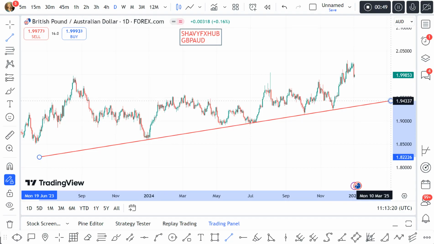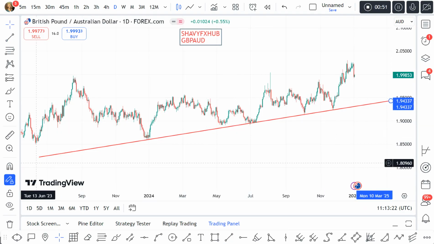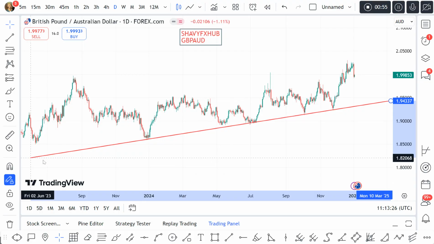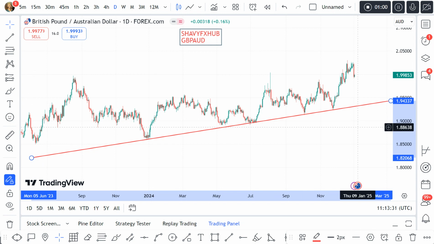And you see how easy it is sometimes. Focusing so much on one pair can make you lose the bigger picture of the market. This is one lesson we have learned in Shavi FX Hub: randomly check out all pairs. There are pairs that could change your life. It's not just focusing on one thing.